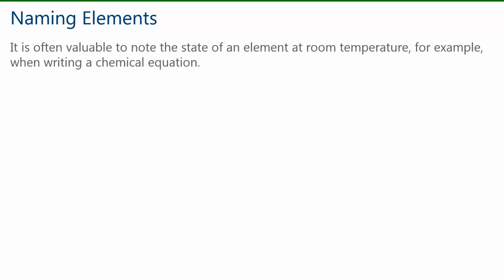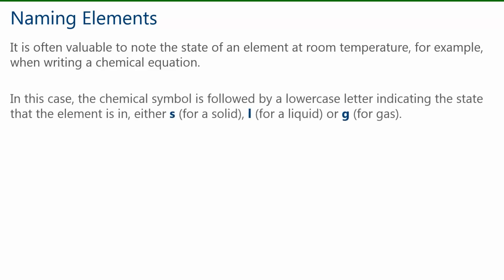It is often valuable to note the state of an element at room temperature, for example, if you're writing a chemical equation. In this case, the chemical symbol is followed by a lowercase letter indicating the state that the element is in, either a lowercase s for a solid, lowercase l for liquid, or lowercase g for a gas.